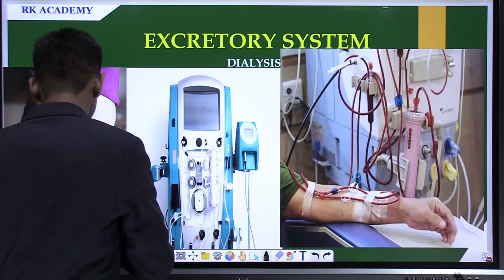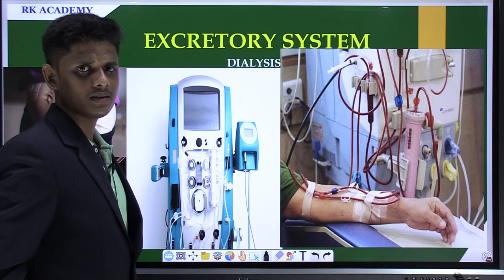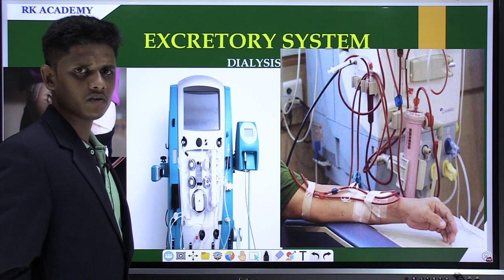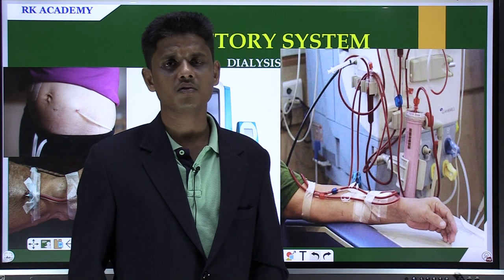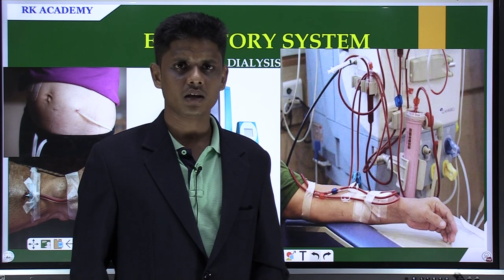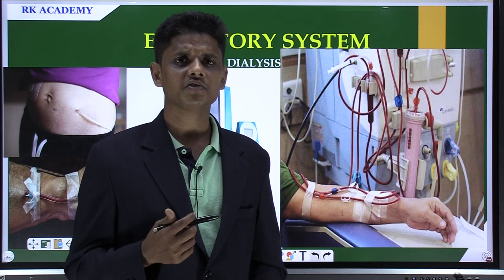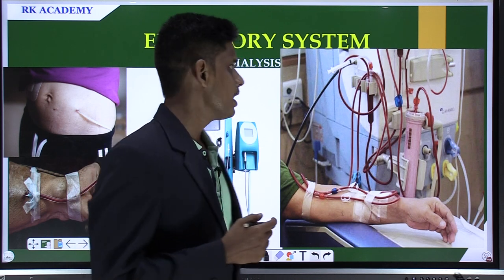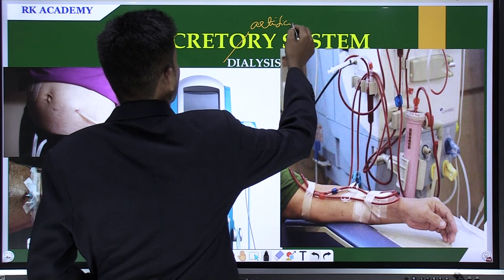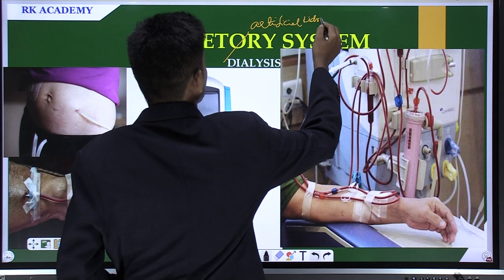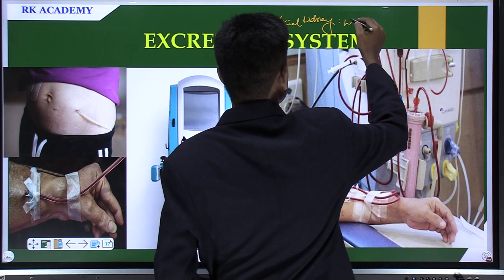Come to the next one: dialysis. What is dialysis? Dialysis means, those people who are affected with kidney failure or with ESRD may have a particular procedure. An artificial procedure is there, which is called dialysis. This is also called an artificial kidney. This artificial kidney was discovered for the first time by William Kolff.